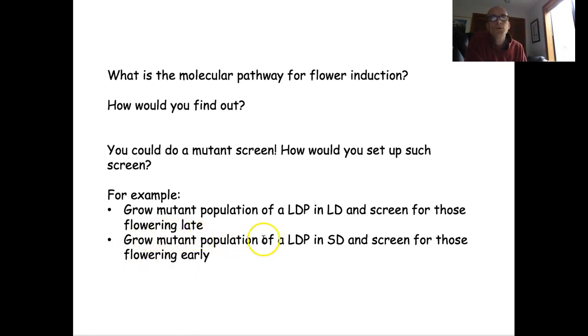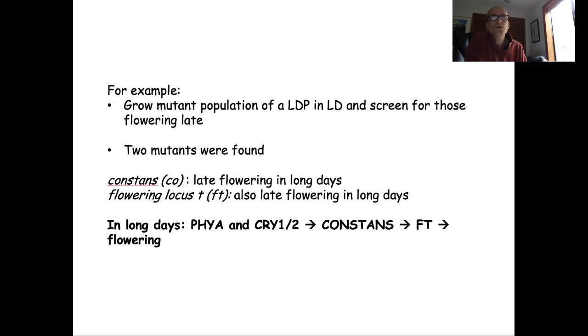Or you could grow a mutant population of long day plants in short days and then screen for those that flower early. So you could see what is it that allows these to flower early? Why are they not waiting for the flowering to occur when it normally should, even though the day is still short and therefore the signal hasn't been given to the rest of the population, the unmutated population, that it's not time to flower yet? So those types of mutant screens were done.